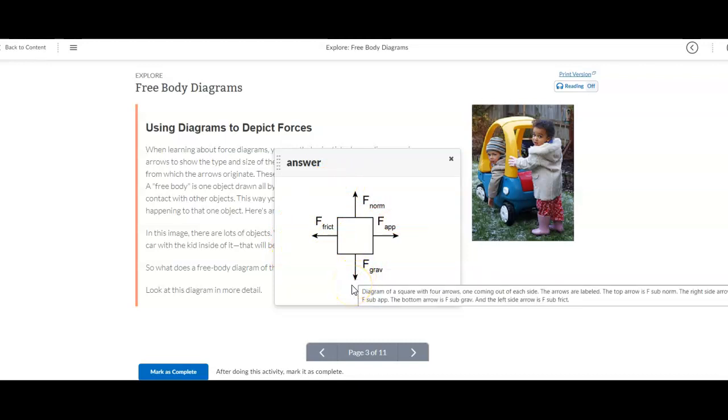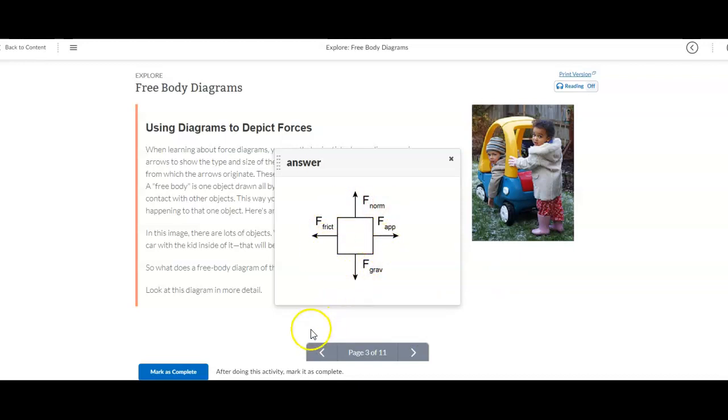And it explains that the diagram is a square with 4 arrows, one coming out of each side. The arrows are labeled. The top arrow is F sub norm. The right arrow is F sub app. The bottom arrow is F sub grav, and you can tell that's gravity. And then the left side arrow is F sub friction. So this might be a great screenshot to take. If you can get it to where it takes it with that text box in it, it tells you what all of those things mean.